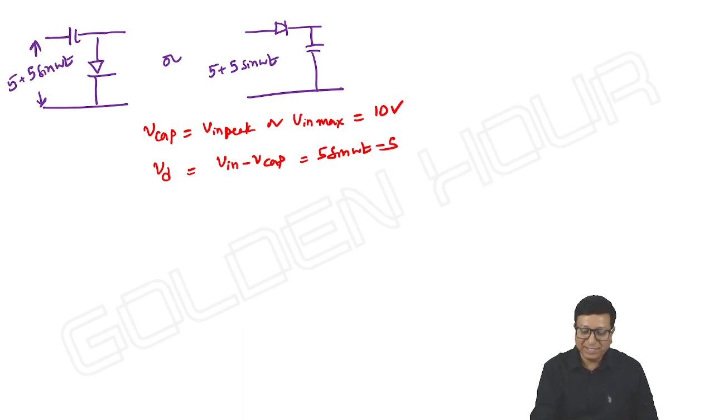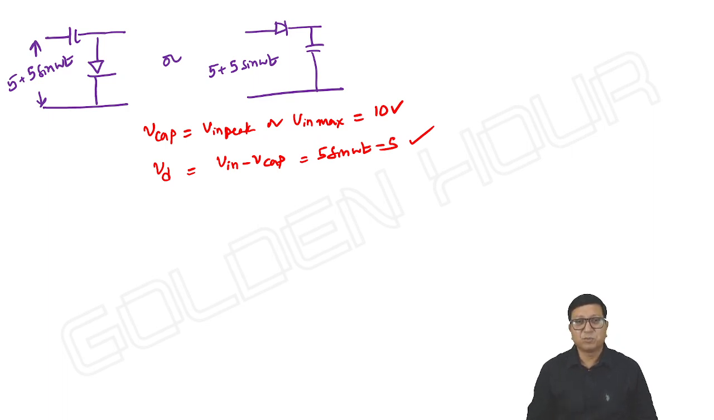Why I took 5 plus 5 sin omega t, it need not be 5 plus 5 sin omega t, 2 plus 5 sin omega t also, or 7 plus 5 sin omega t. In all the cases, what is V capacitor? V input maximum, and Vd equation doesn't change. If you take voltage across the diode, it is a combination of DC and AC, its equation is standard. Capacitor voltage only changes.